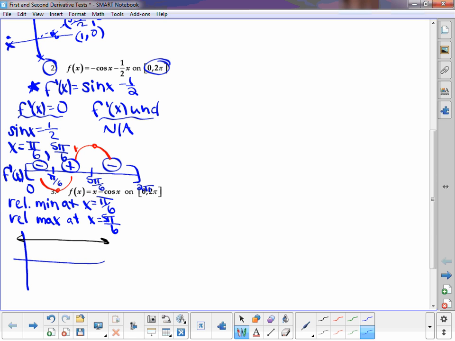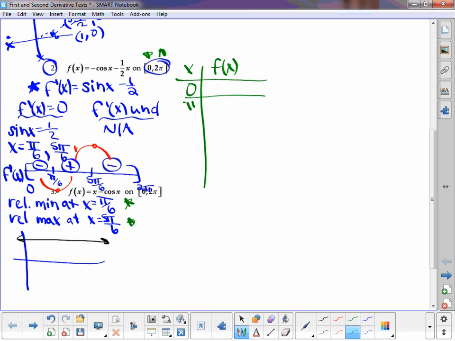Alright, so then it asks about absolute max and mins. Now, for absolute max and min, I need to consider not only these relative ones, but also my endpoints here. So this is where we compare on our chart. I know that this is where we have humps and valleys, but I need to know which one's the actual highest hump and which one's the actual lowest valley, as well as compared to my endpoints. So I have 0, pi over 6, 5 pi over 6, and 2 pi.